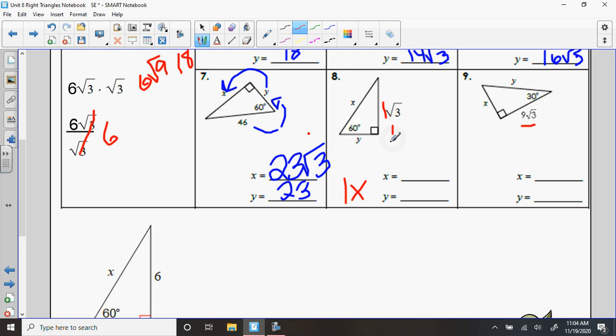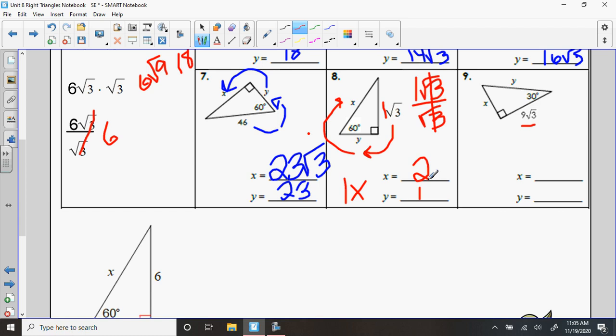So big leg to little leg is divide by radical 3. So check this out. 1 radical 3 divided by radical 3. What is the little leg? Those cancel out, the little leg's 1. How do you get the hypo? Multiply it by 2. 1 times 2, done.